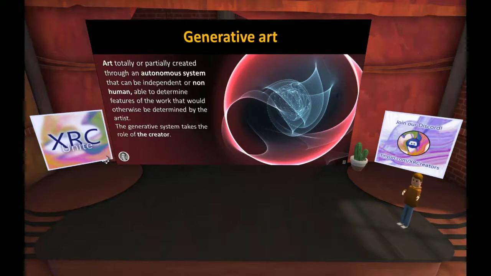What is generative art? Well, it refers to art that is made totally or partially by an autonomous system, and that is able to determine features of the art piece that could be otherwise determined by the artist. You could say that generative art system takes the role of a creator. This concept exceeds the boundaries of digital art, and there are examples of generative art based on mechanical systems or even simpler. For example, the idea of writing down a set of instructions on a piece of paper and making someone execute them could be considered as generative art.